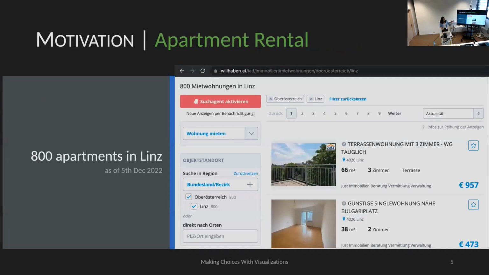So for example, we might search for an apartment to rent. This is what I did when I came here. For Linz, I found about 800 apartments we could choose from. And then typically we look for an option that dominates all others on all aspects we care about. So obviously we could filter the search results accordingly.